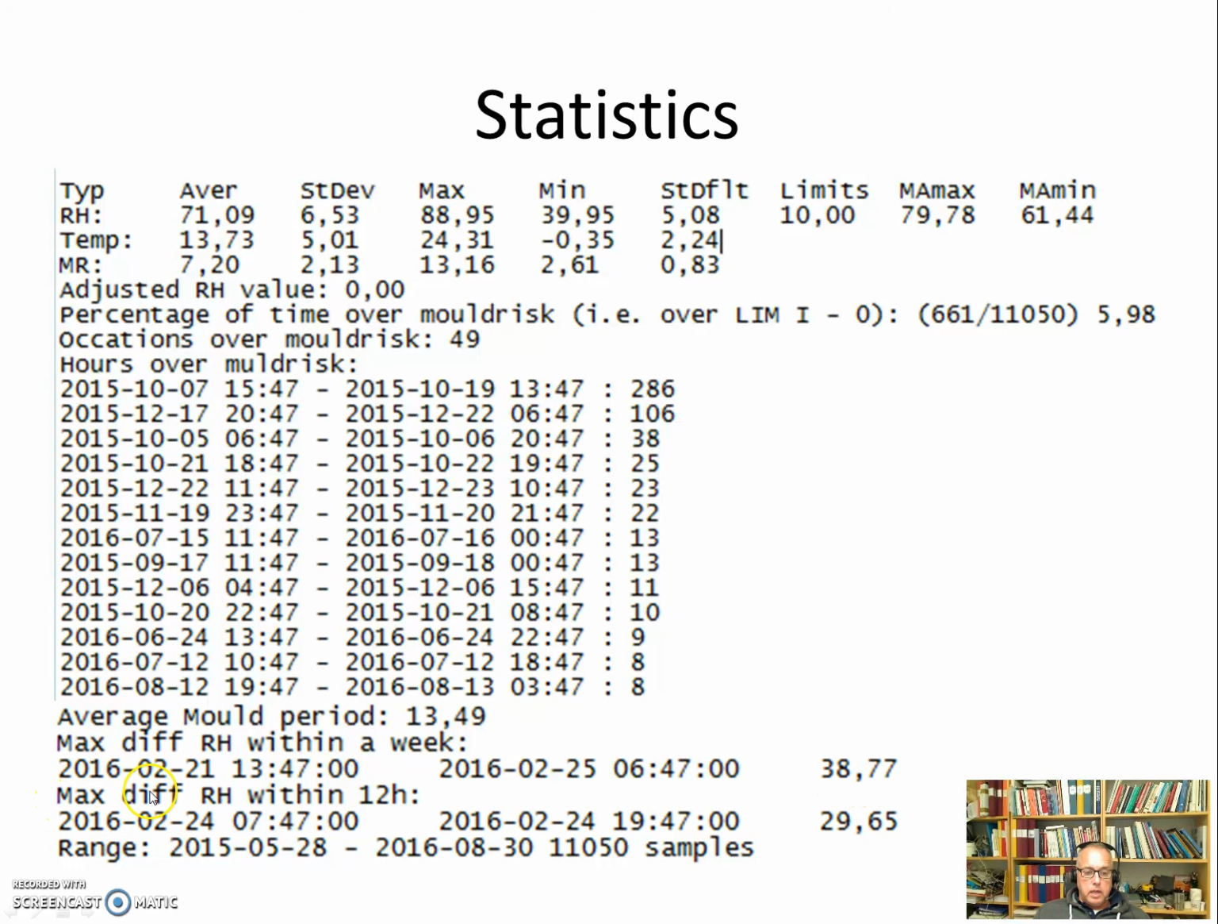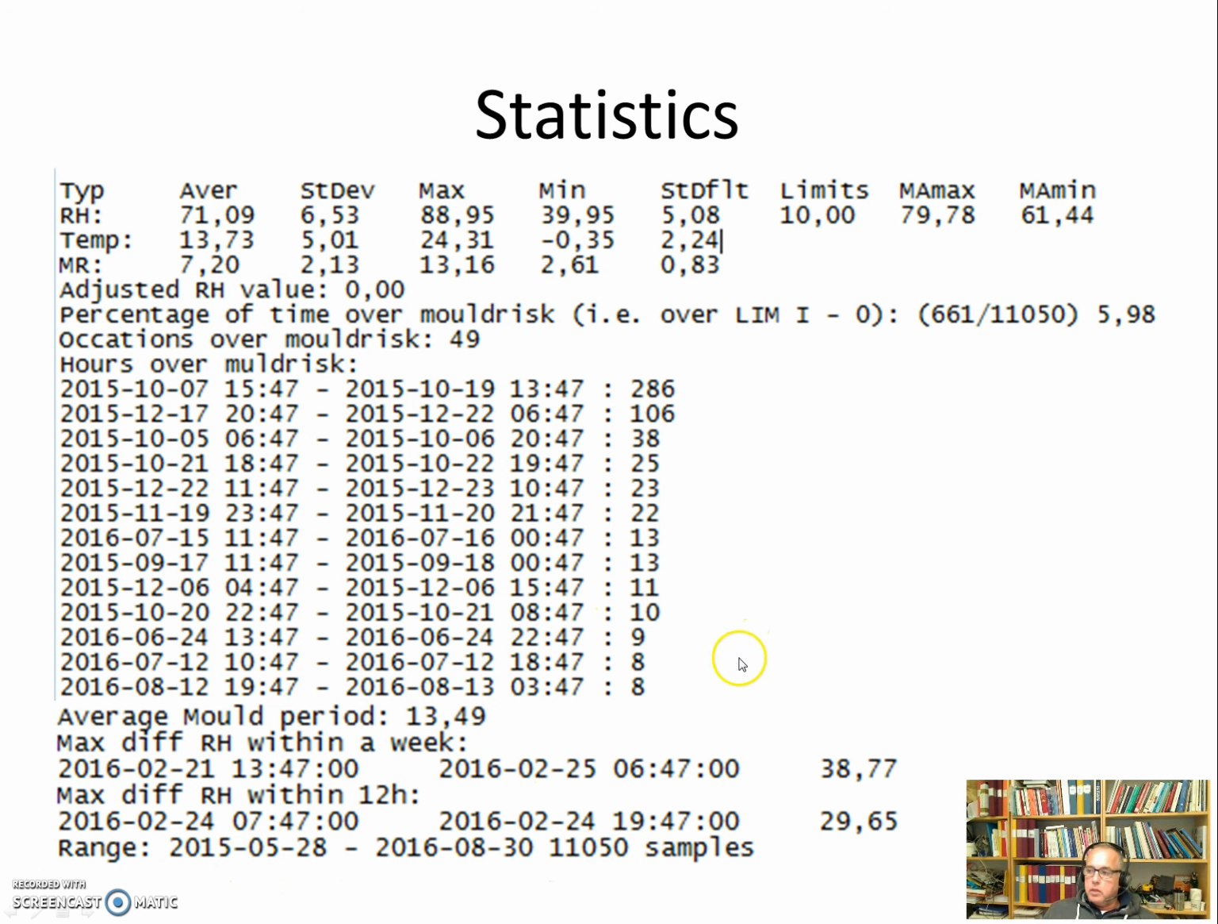And we have also calculated the same thing, the maximum difference in relative humidity within 12 hours. It was also in February, on the 24th of February, and the maximum difference in relative humidity was 29.65%. And then finally the range and how many samples it was.